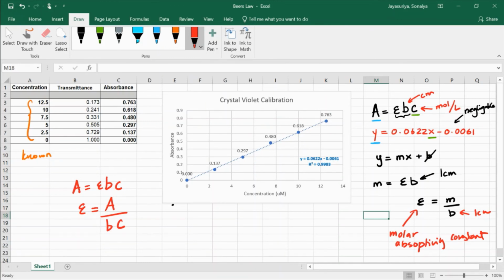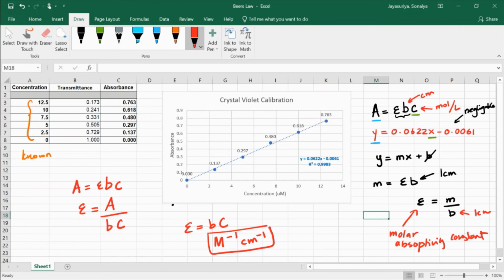So absorbance has no unit. Really, it's sometimes calculated in units of optical density, but you guys don't have to worry about that. Basically the units for epsilon come from the path length, which is in centimeters, and concentration, which is molarity. Since they're both in the denominator, the units are molarity and centimeters. Okay, so those will be your units for the molar absorptivity constant.